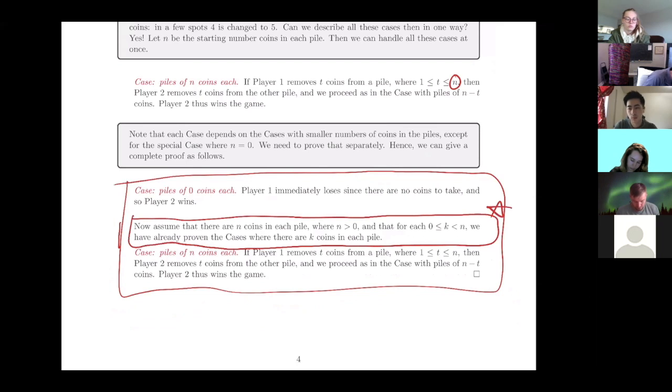So here's the key thing in here: this isn't something that we've proven, this is something that we're going to assume. So we're going to assume that if there are n coins, player 2 has a winning strategy. And then if we assume that player 2 has a winning strategy for some values of n, then we can show that they're going to have a winning strategy for all values of n.